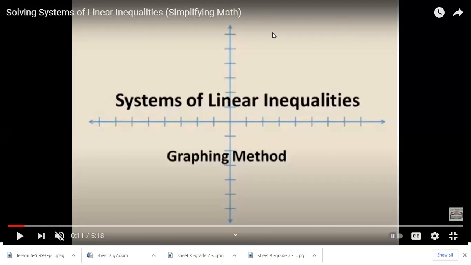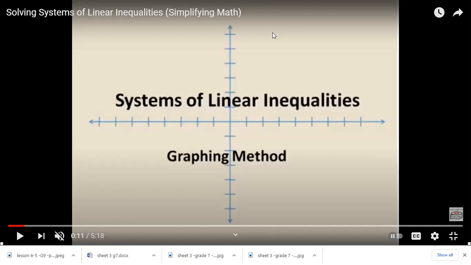Can anyone tell me briefly what you understood yesterday? Yes, Laura? Yesterday we took the definition of linear equation and linear inequality. A linear equation is satisfied by one ordered pair, and the solution forms a line. For the linear inequality, there is more than one answer, and the solution forms a half plane with the line as a border.